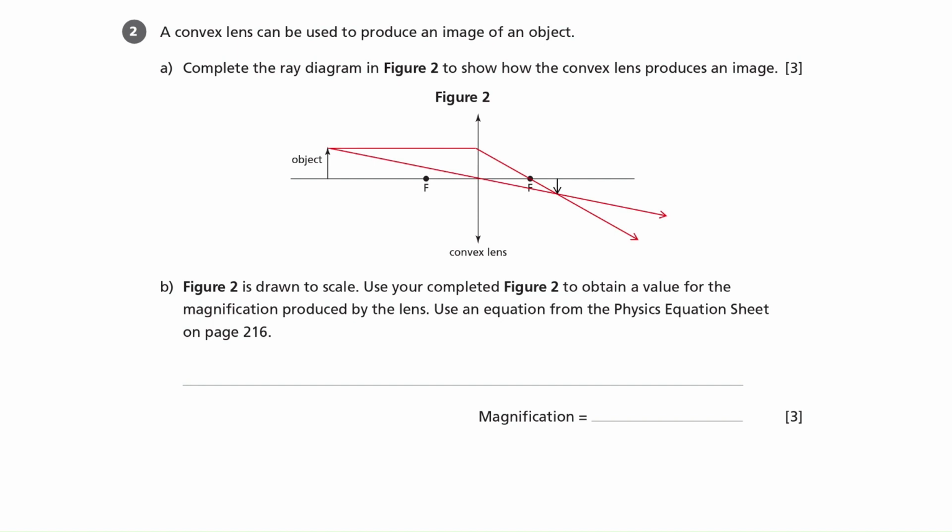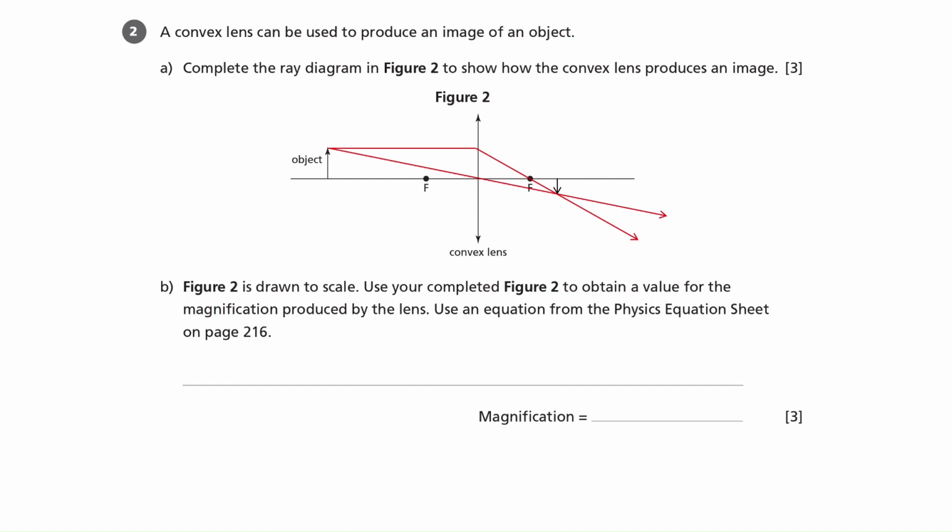So the first line goes from the top of the object, horizontally to the convex lens, then down through the focal length. The second line goes from the top of the object through the center of the convex lens, and it intersects with the first line. Can we see that there on the right hand side? Now that point there is where we draw our image. That's the top of our image.